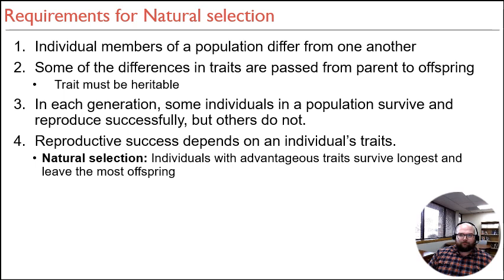So again, we've talked about some of the criteria. Individuals, members of a population have to differ. So there has to be some genetic diversity in the population. Second, those differences that can drive natural selection must be inheritable, meaning they must be able to be passed on from parent to offspring, right? They can't just be acquired traits or developed traits. And then third, there has to be some kind of survivorship advantage. So in each generation, some individuals in a population survive and reproduce successfully, and others don't.